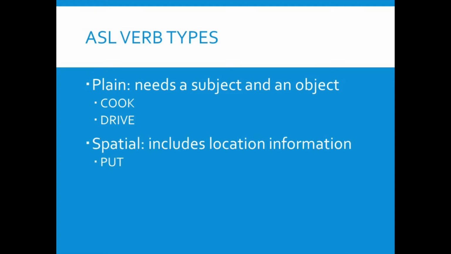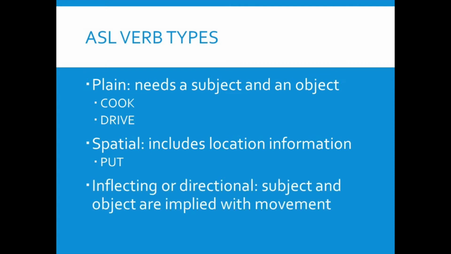We also have spatial verbs, and that's where you use space in order to talk about where things are. We let our sign space mimic actual space and kind of become a copy for what's going on. The last kind of verbs we're going to talk about today, at least, are directional verbs. Sometimes they're also called inflecting verbs because of the way they change. But that's where the subject and the object are sort of implied in the movement of the sign.